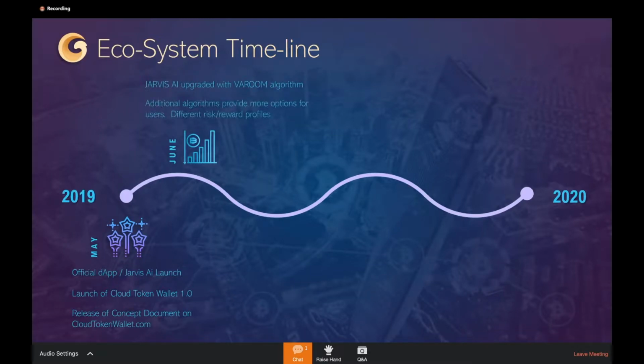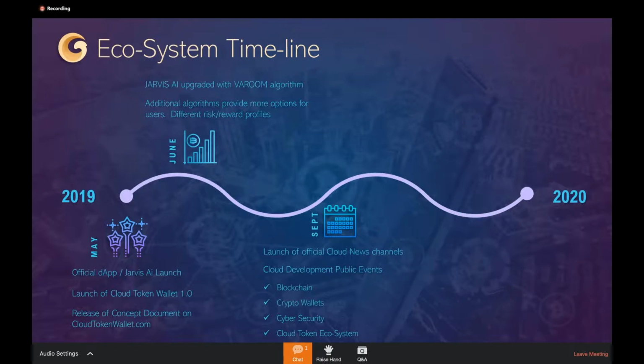We're also going to see a little flexibility with risk-reward profiles in those AIs, usability, so people can have a few custom settings as they benefit from auto crypto trading during the course of the year and then in years to come. And then September, we're going to start to see a bit of a transition into the new tech. First of all, a Cloud Token news channel, large international events where blockchain is going to be discussed, crypto wallets, security, and then ultimately this ecosystem as it begins to roll out.